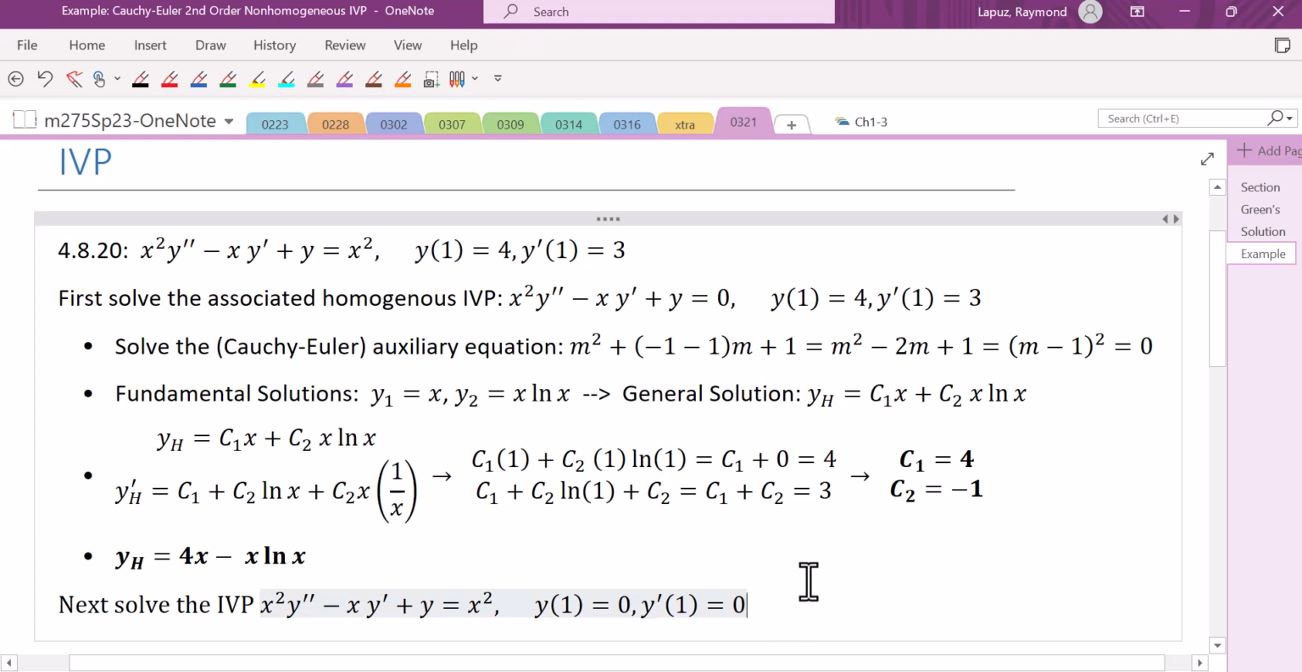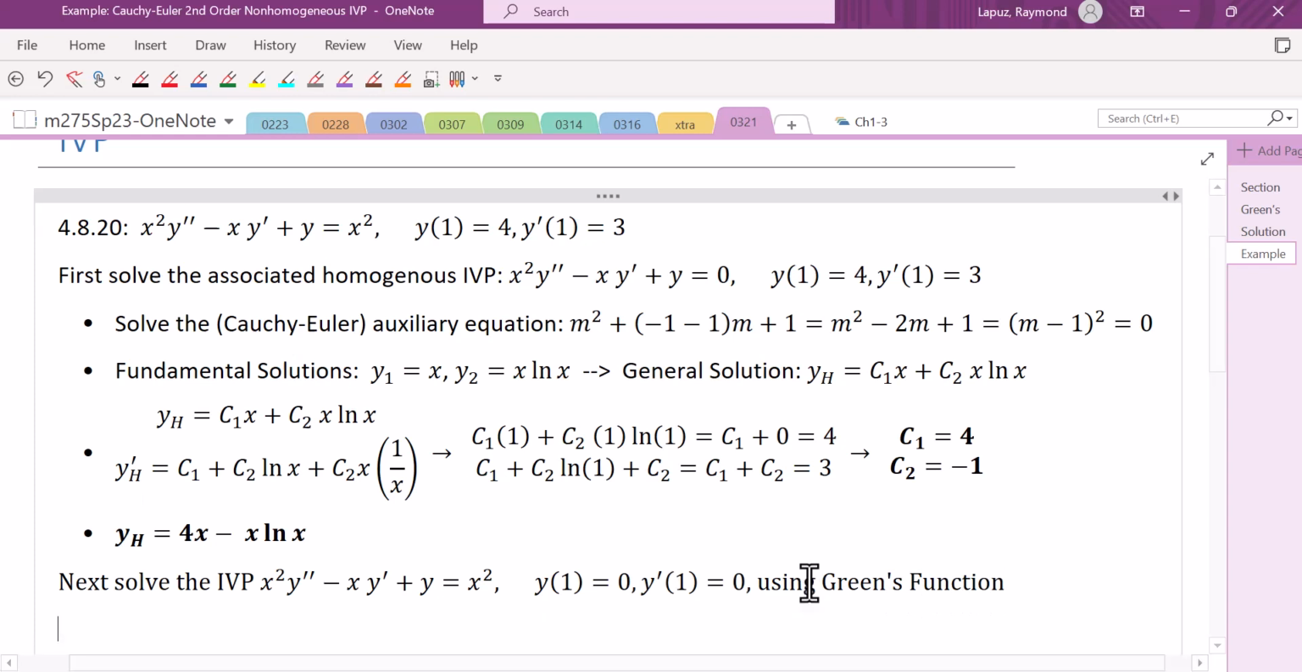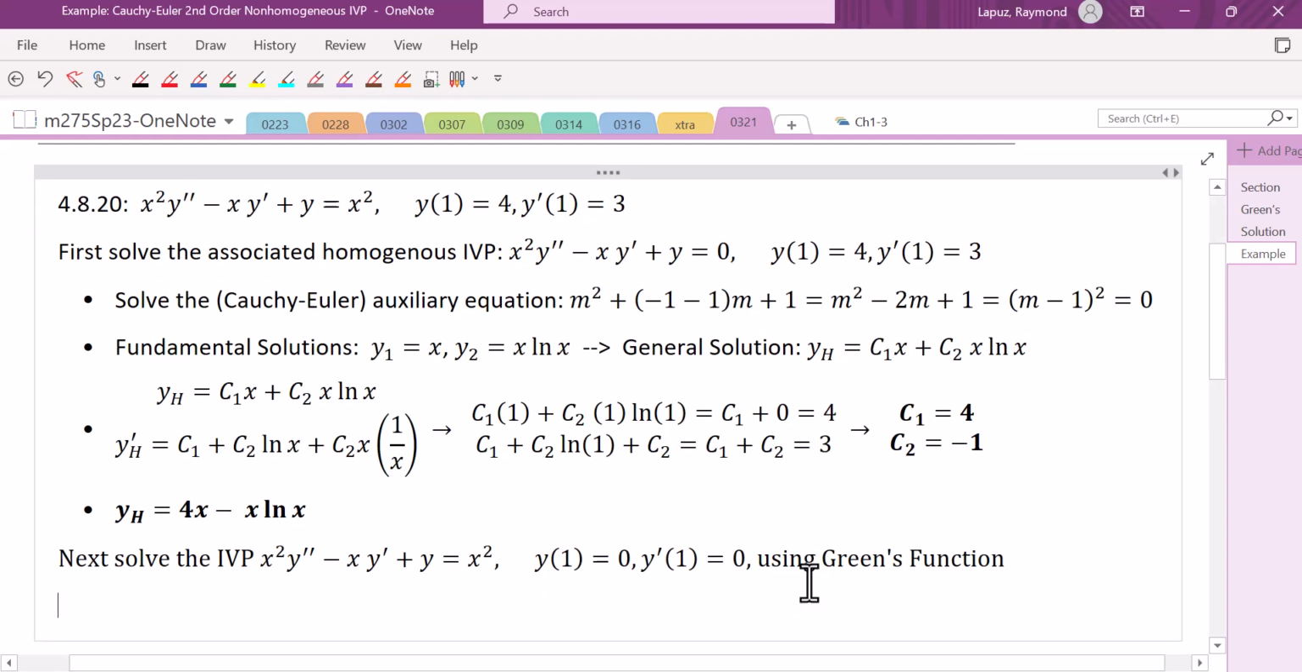Okay, and we are actually using Green's function. So how are we going to do that? We need to build from this.